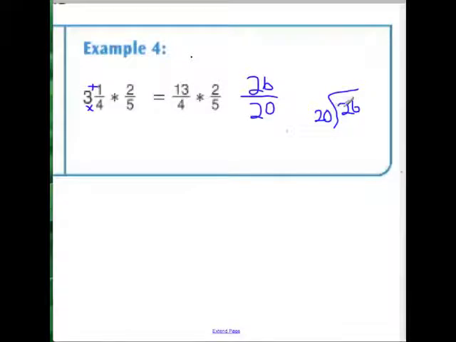You know, 20 does not go into 2, so we place an X there. We know 20 goes into 26 one time. 1 times 20 is 20. And 26 minus 20 is 6. So with our remainder, we always put that as our numerator with mixed numbers. So we got 1 and 6/20. Alright.